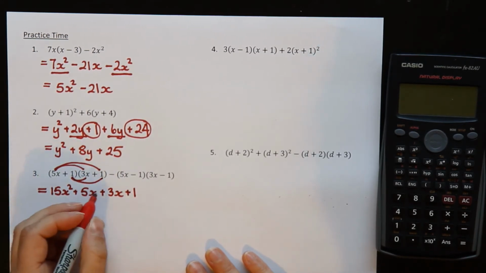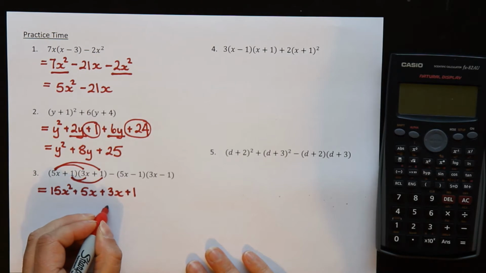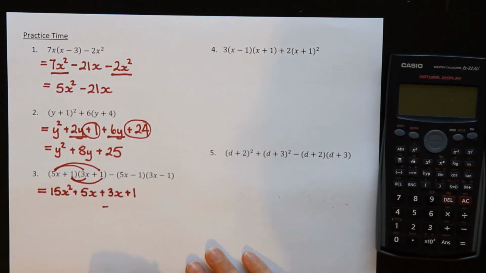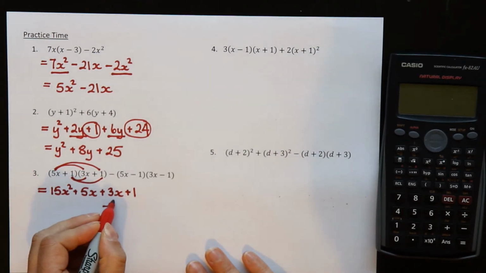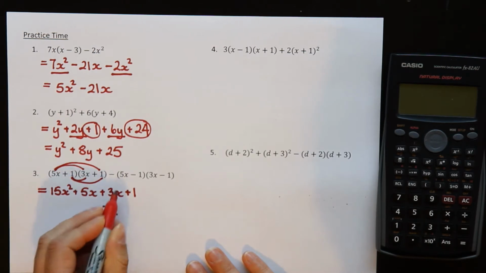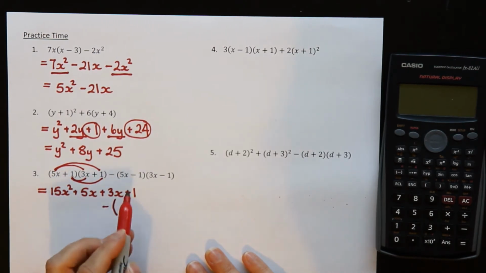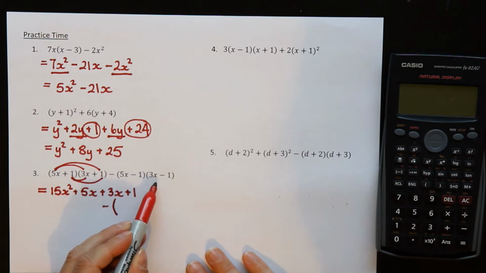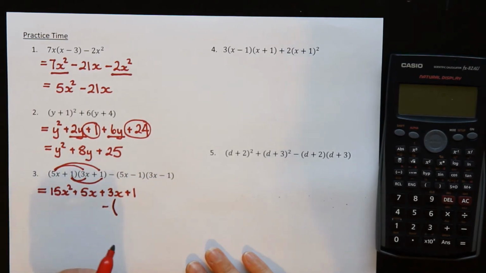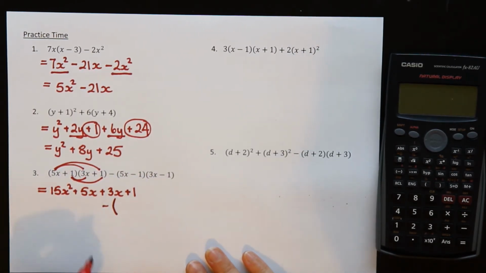Then we have a minus, and I might just slip this under here because I'm not going to be able to fit it otherwise. Minus, open a bracket. Whenever you have a minus with an expansion, open a bracket. 5x minus 1, 3x minus 1. Okay, they're different again, so it's another FOIL expansion.